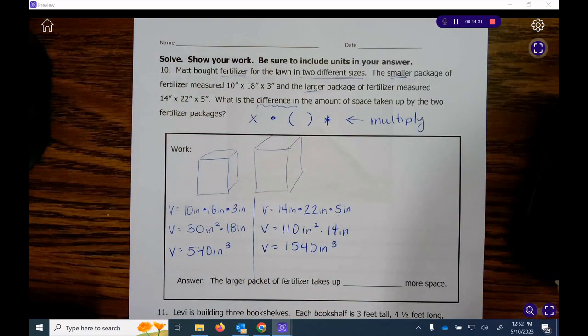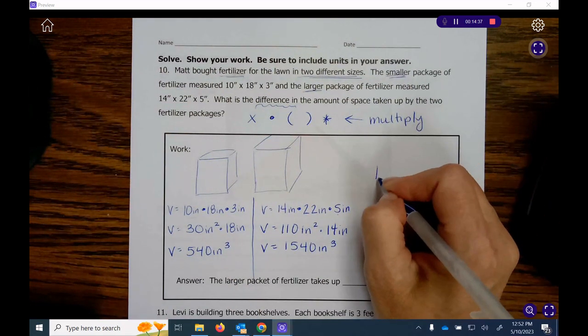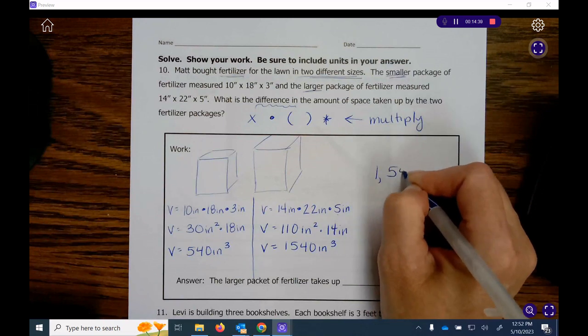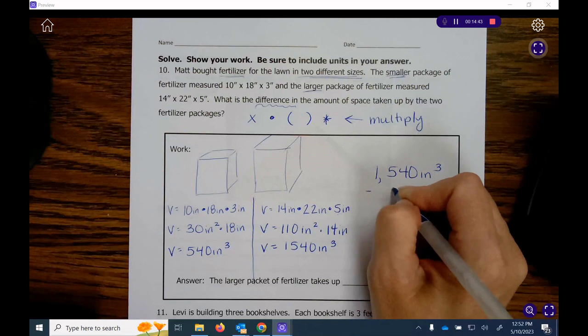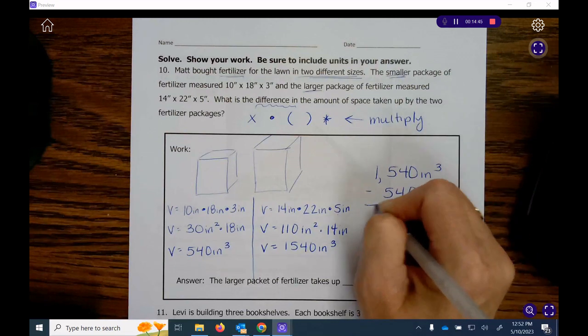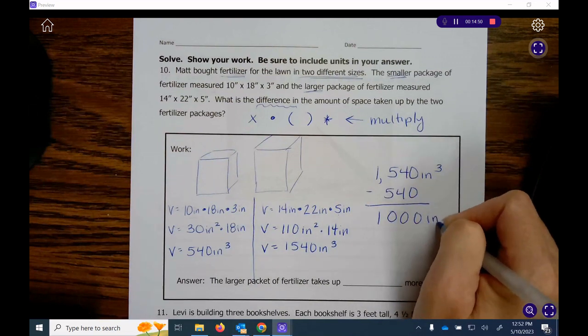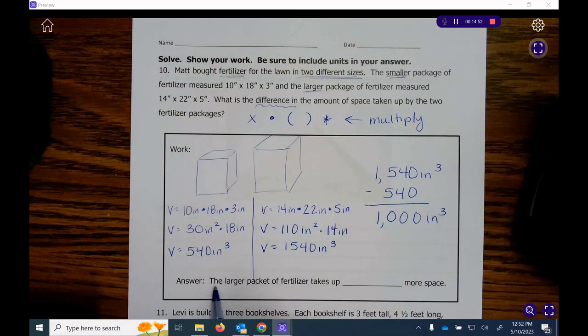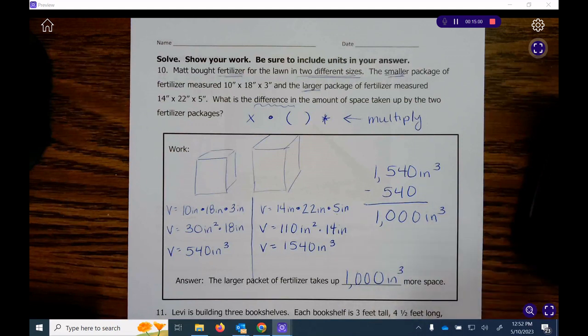The question's asking us what is the difference in the amount of space taken up by the 2 fertilizer packages. Well, difference means I need to subtract. So 1,540 inches cubed, subtract 540 inches cubed equals 1,000 inches cubed. The larger packet of fertilizer takes up 1,000 inches cubed more space.